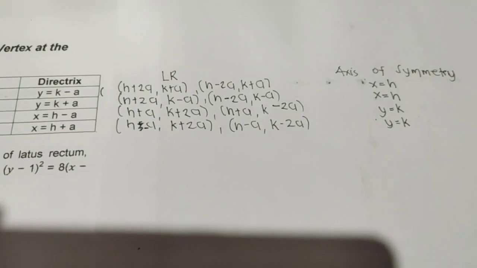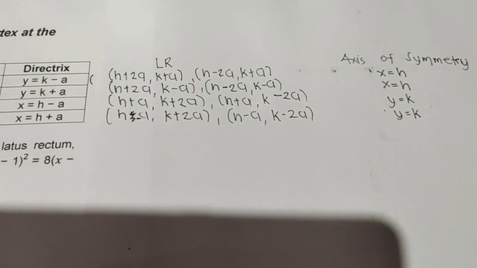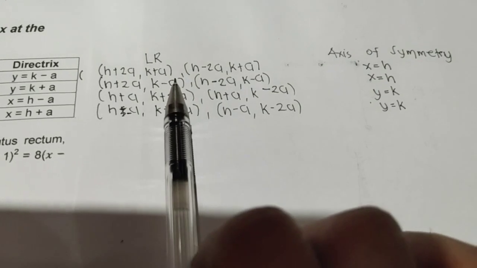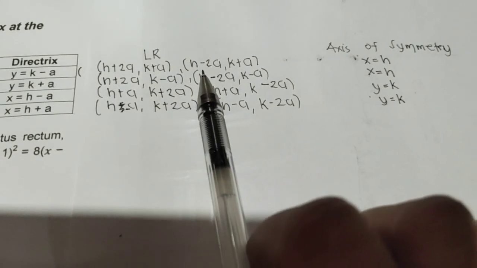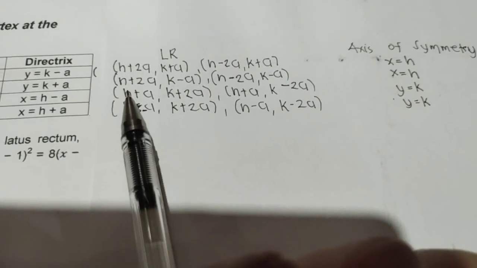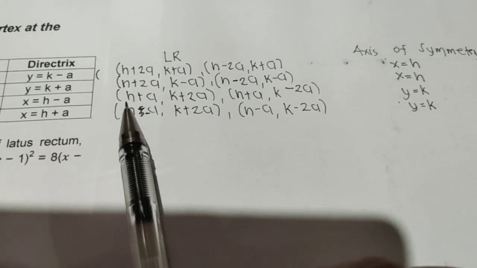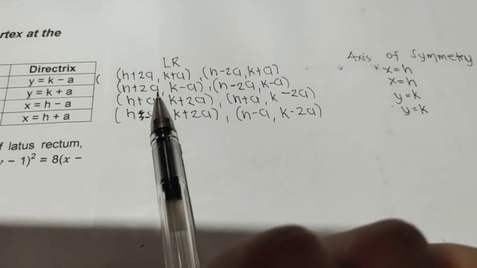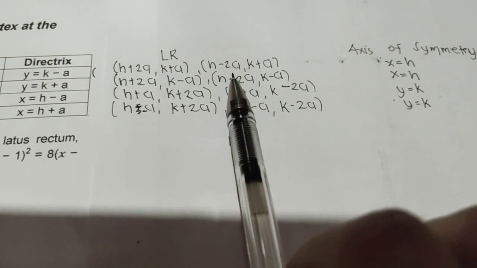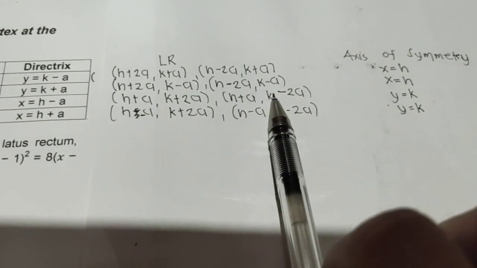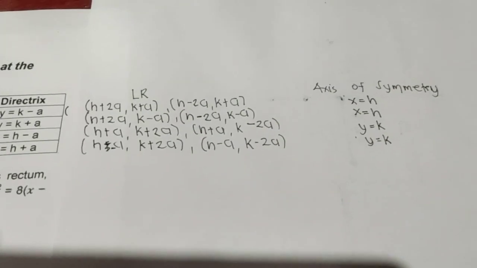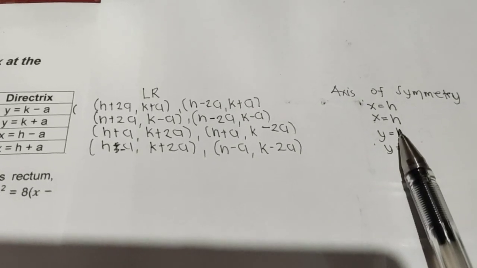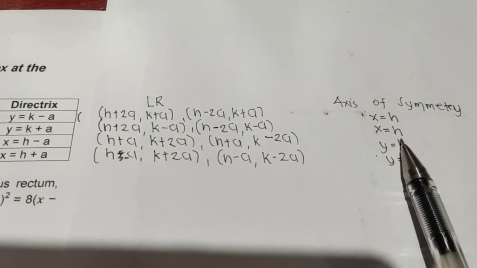The endpoints of the latus rectum of the parabola that opens upward are (h plus 2a, k plus a) and (h minus 2a, k plus a). The endpoints of the latus rectum of the parabola that opens downward are (h plus 2a, k minus a) and (h minus 2a, k minus a). The axis of symmetry of the parabola that opens upward or downward is both x equals h.